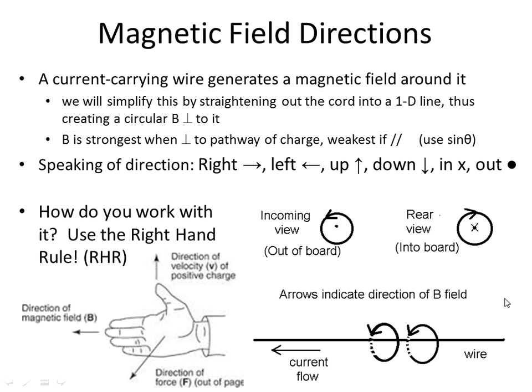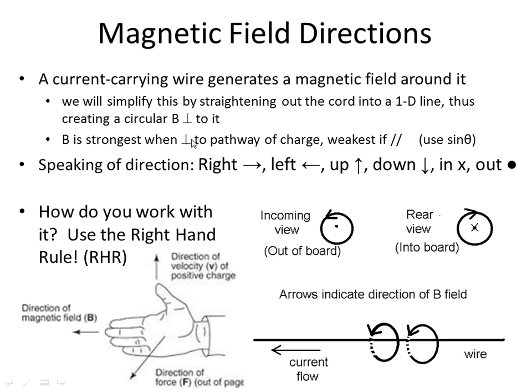Let's talk about magnetic field direction. Let's talk about this thing called the right-hand rule. And you guys will need to practice this because this is kind of confusing. As we said, a current-carrying wire is going to give off a magnetic field. So you imagine a charge running down this wire. It's giving off a magnetic field, but it's going out perpendicular to the wire. And that whole perpendicular thing is super duper important.